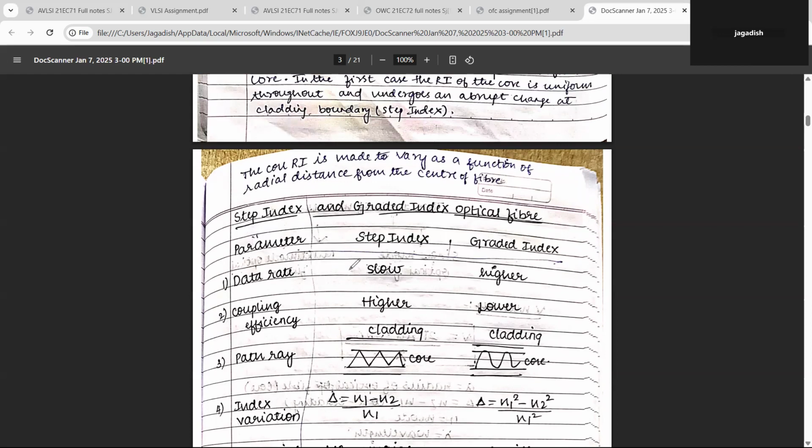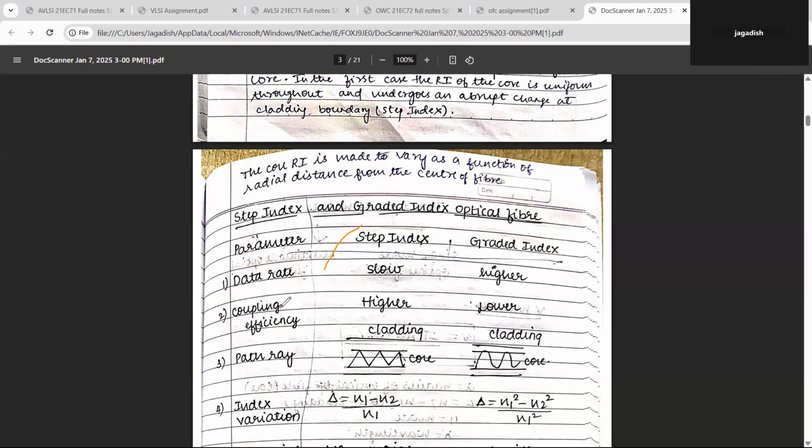In step index fiber, the data rate is slow. What's the meaning of data rate? Whatever you are transmitting in the optical fiber, that data rate will be slower in the step index fiber, whereas in the graded index fiber it will be higher.